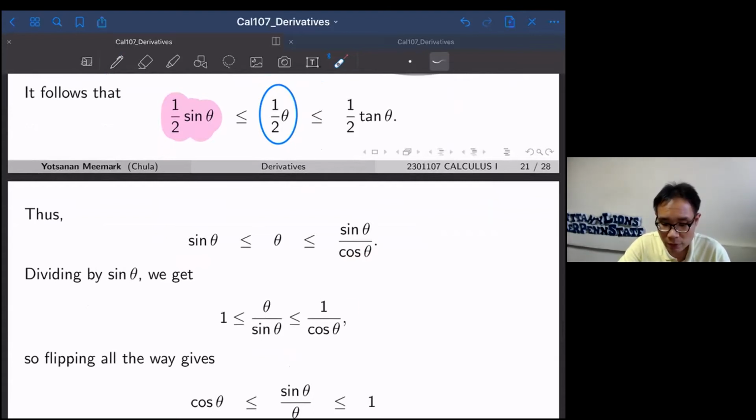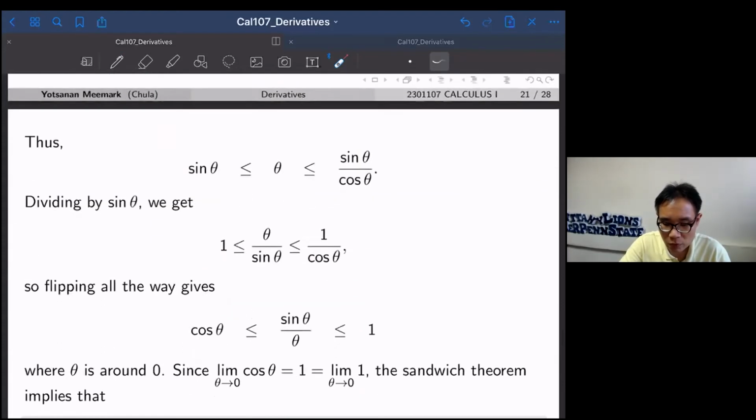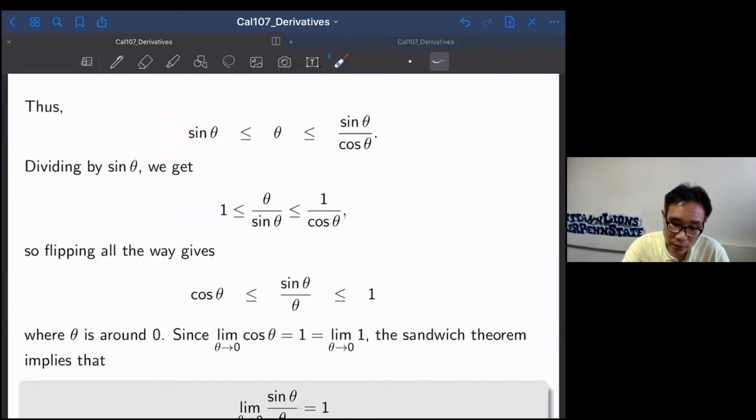And you're going to flip each of these. When you flip, the inequality signs change to the opposite. Less than will change to greater than. So in this case, you would get cos theta here, and here is going to be sine theta over theta, and this guy is going to be 1. This is what we obtain here.